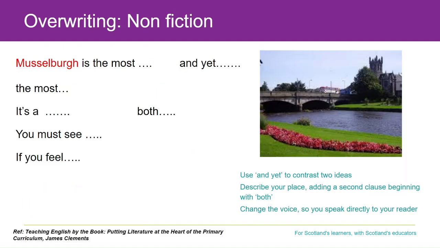Here's an example of something local to our context. So taking out only the red words and leaving the conjunctions in there, we can write a small paragraph about Musselburgh, or Prestonpans, or Cockenzie, or Dunbar, wherever you are, to change it to your context. But remember, making sure the children are orally rehearsing as much as possible.